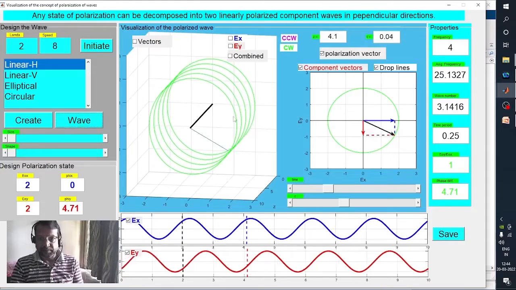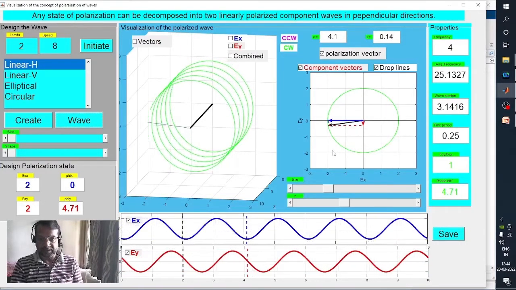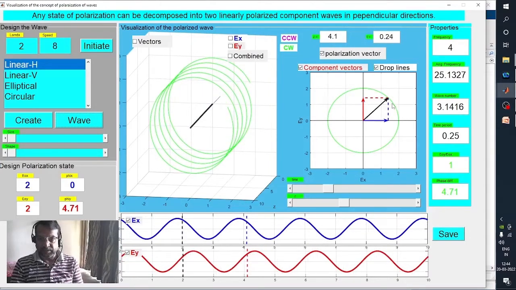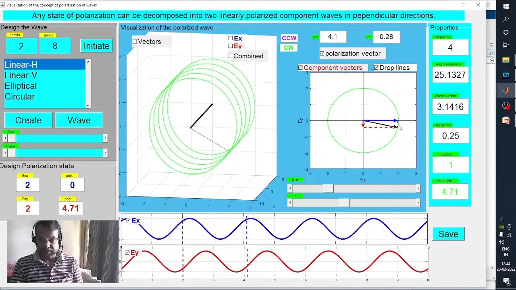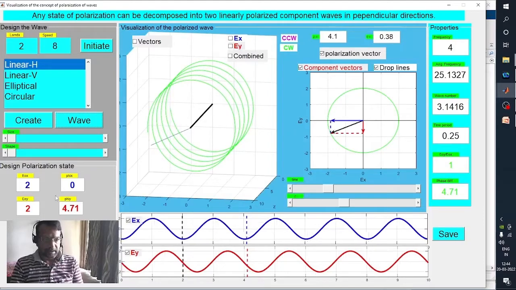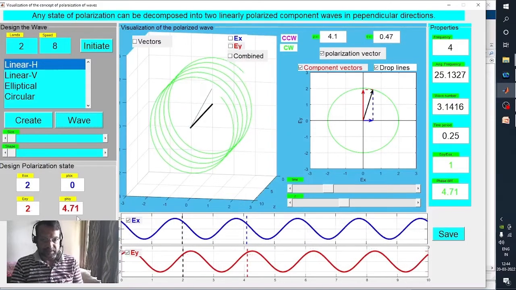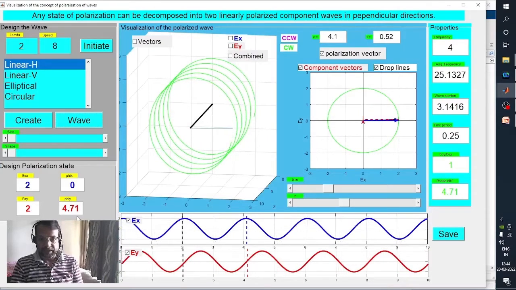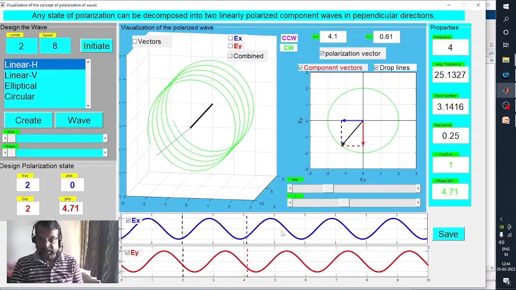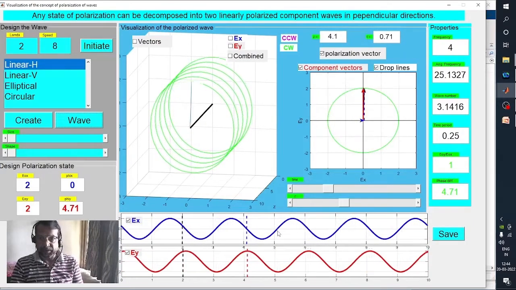So let's observe this as a function of time. The sense of rotation has become clockwise, the right circularly polarized light. So at all times, the tip of the resultant vector would draw a circle. This would happen when E0x and E0y are equal and the phase difference is 3 pi by 2, that is 4.71 radians. That is, Ex is ahead of Ey by 3 pi by 2 radians.